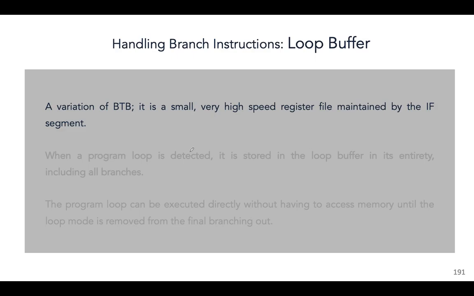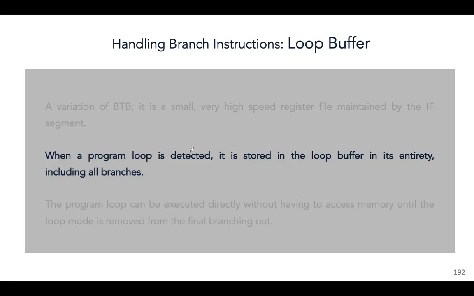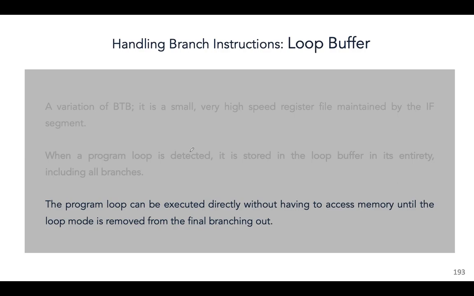This is a variation of the BTB. It is a very small high-speed register file which is maintained by the instruction fetch segment of the pipeline. Now, when a program loop is detected, it is stored in the loop buffer in its entirety. The loop part of the program, the entirety of it, is stored in the loop buffer, including all the branches. The program loop can be executed directly.